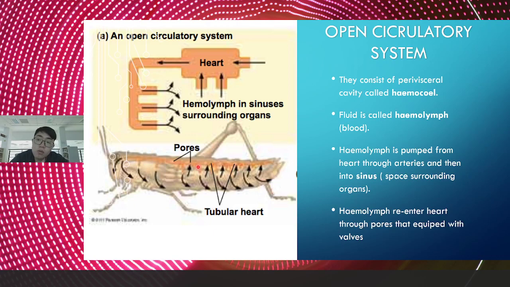Okay, and then for the organism of Arthropoda, it has an open circulatory system. I don't know whether you still remember your SPM level. I think you have learned open and closed circulatory systems. So for Arthropoda, it is an open circulatory system. The circulatory system looks like this. I think you already learned this kind of picture in SPM. They consist of a perivisceral cavity called the hemocoel.